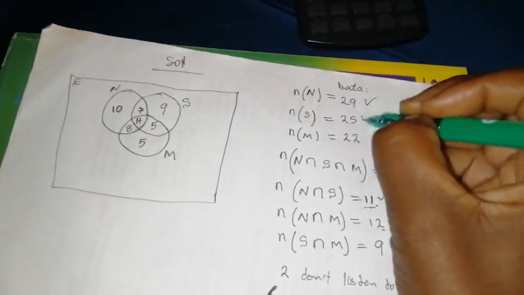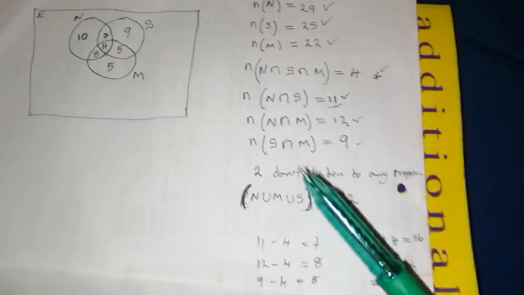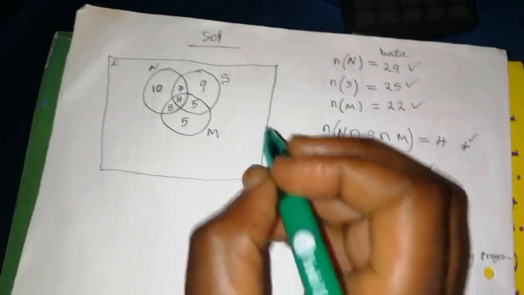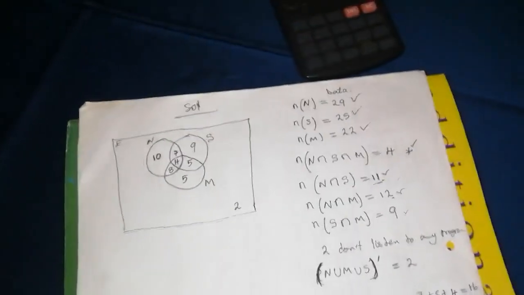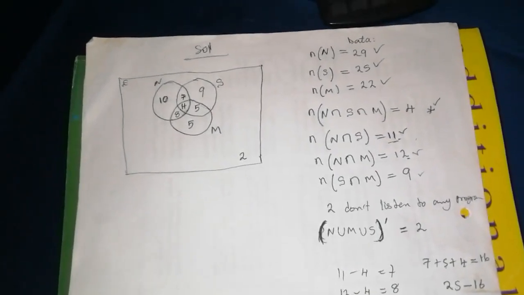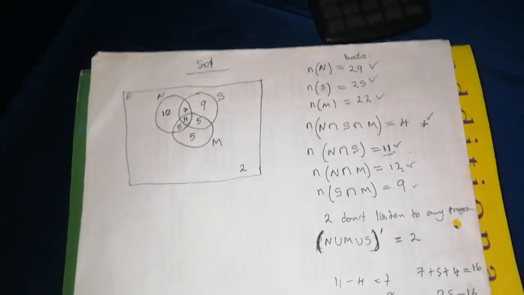The next thing for us to look at is the complement set, N union M union S complement. Elements that are not in these 3 sets. We have 2, and these 2 have to be put outside those 3 sets, but inside the Venn diagram. So 2 is written outside the circles, but it's inside the rectangular shape like that.